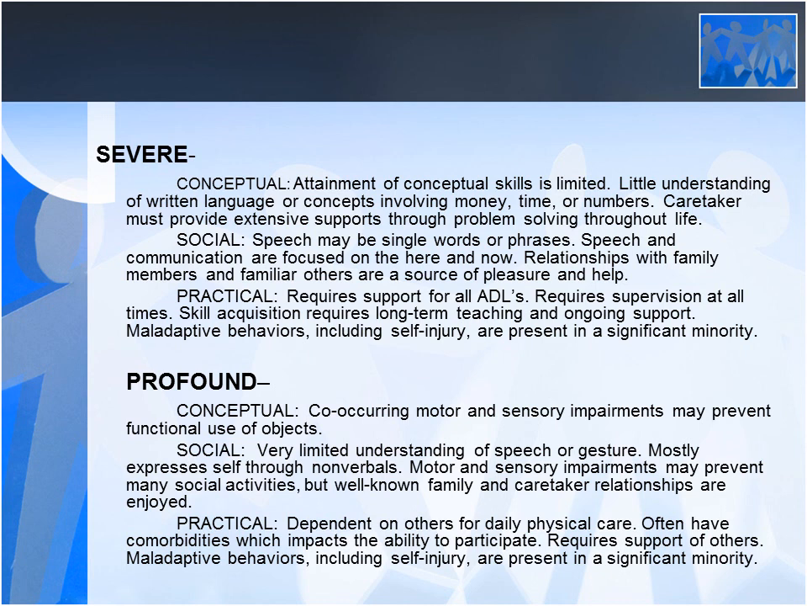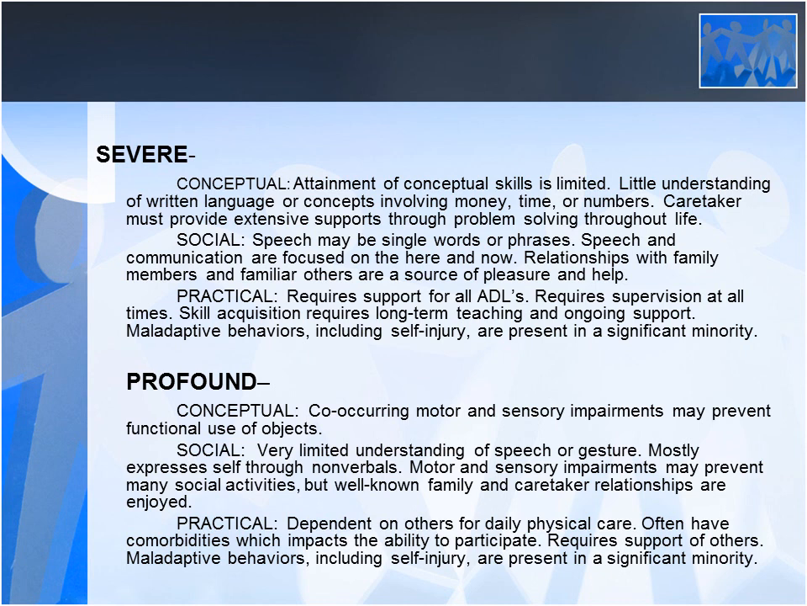If somebody is severely impacted, their conceptual skills, so their use of time, money, and numbers, are limited. They have little understanding of written language. Caretakers must provide extensive support with problem solving throughout their life. So anytime a major life event comes up, somebody needs to help them and walk them through it. Socially, speech may be used, or they may use single words or simple phrases. Speech and communication are focused on the here and now, so not necessarily the future and not really the past. Relationships with family members and familiar others are a source of great pleasure, and typically those people are very helpful. Practical skills require supports for all ADLs.